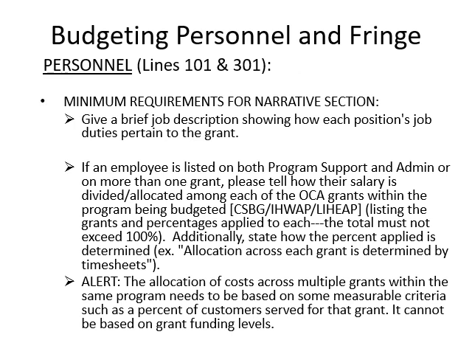And a special alert on this, please be aware that the allocation of costs across multiple grants within the same program needs to be based on some measurable criteria, such as a percentage of customers served for that grant, but in no case may it be based on the grant funding level. So you can't allocate one particular grant more of the cost simply because you have more funding for that. So please be aware of this during all the allocations in your OCA budgets.